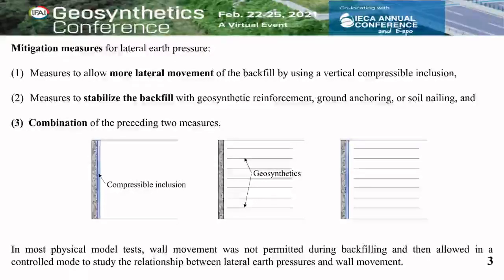However, in the previous research, the wall was not permitted to move during the backfill replacement. After backfilling, the wall was moved intentionally to study the relationship between the lateral earth pressure and the wall movement. But in this study, the wall was permitted to move during the backfill replacement.